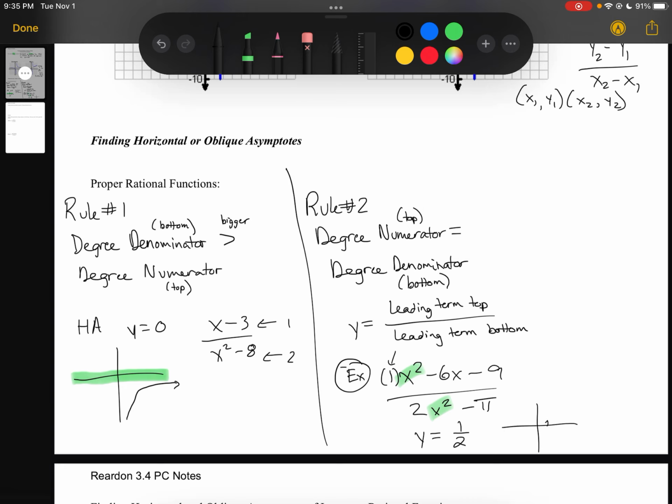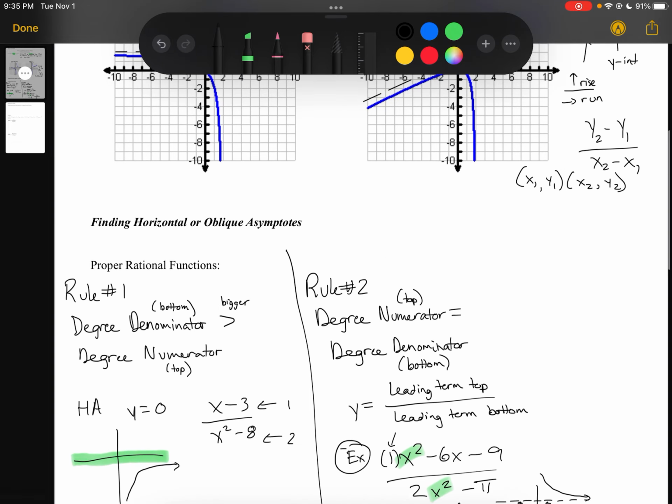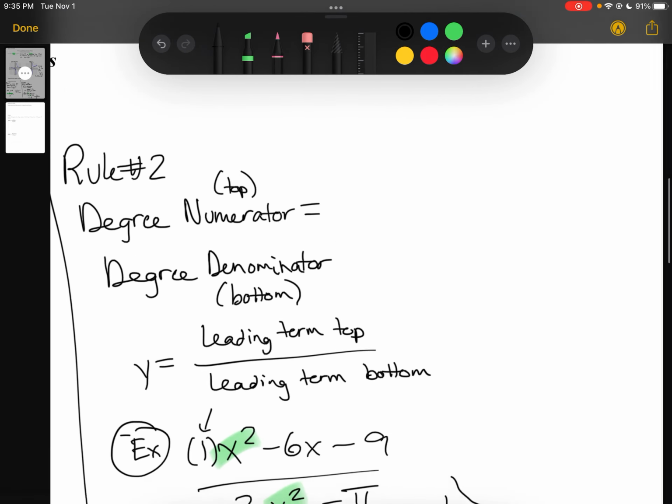All that this does is it takes that x-axis asymptote and shifts it up by whatever that number is, or down if it's negative. So in this case, the horizontal asymptote comes at 1/2 or 0.5. The function will get close to that line, but it won't ever actually touch it.